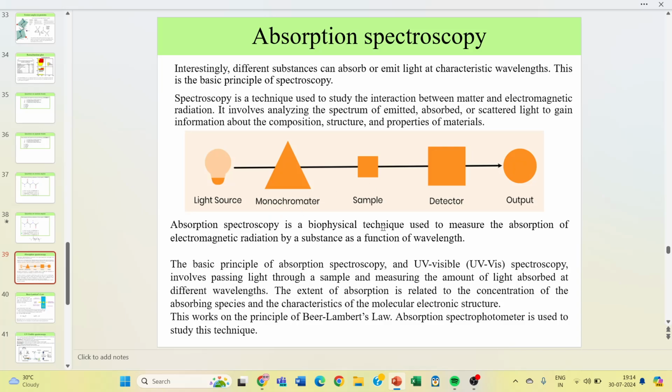Spectroscopy is a technique used to study the interaction between matter and electromagnetic radiation. It involves analyzing the spectrum of emitted, absorbed or scattered light to gain information about the composition, structure and properties of materials. Absorption spectroscopy is a biophysical technique to measure the absorption of electromagnetic radiation by a substance as a function of wavelength. It involves passing light through a sample and measuring the amount of light absorbed at different wavelengths. The extent of the absorption is related to the concentration of the absorbing species and the characteristics of the molecular electronic structure. This works on the principle of the Beer-Lambert law. This is how the device works.